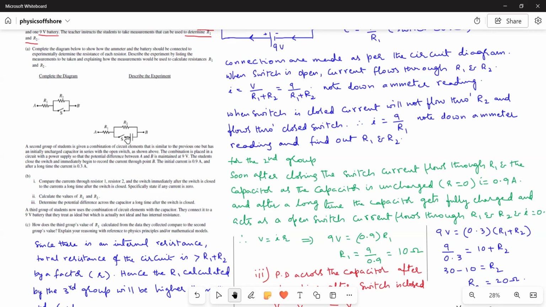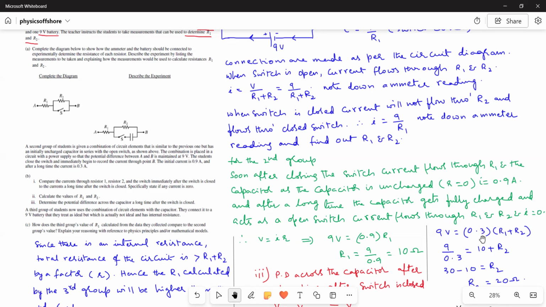After a long time after closing the switch, what happens? The capacitor is fully charged. Once the capacitor is fully charged, this becomes open, so the current no longer flows through this part. The current has to flow through R1 and R2 and the battery. Therefore the voltage, 9 volts, is equal to, here the current is given as 0.3 amps.